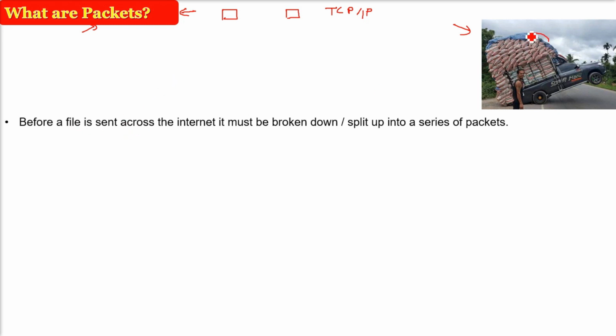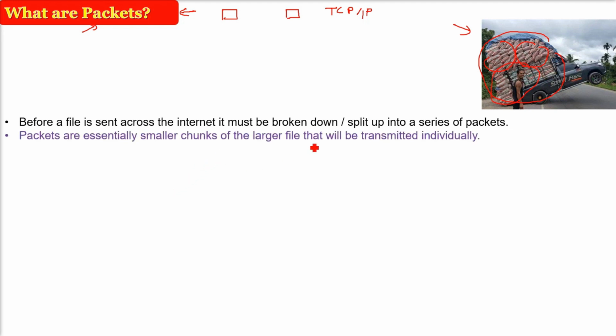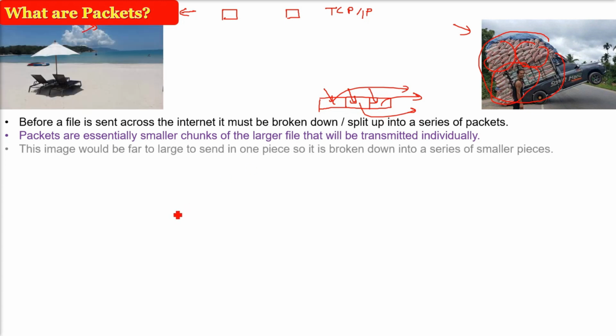This is the content, as I just told you. You can consider this as the whole data, whole content. But before the file is sent across the internet or a network using TCP/IP, it must be broken down or divided into a series of packets. So this is the data. The packets will be formed when you divide it according to the requirement. So packets are essentially smaller parts or chunks of a larger file.